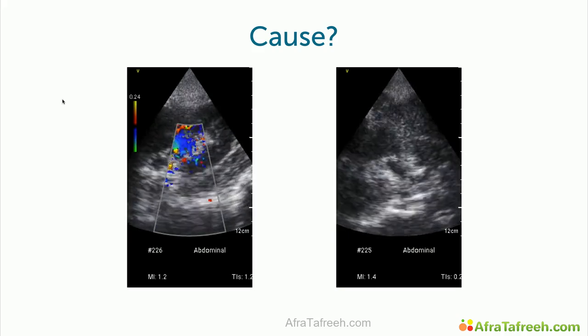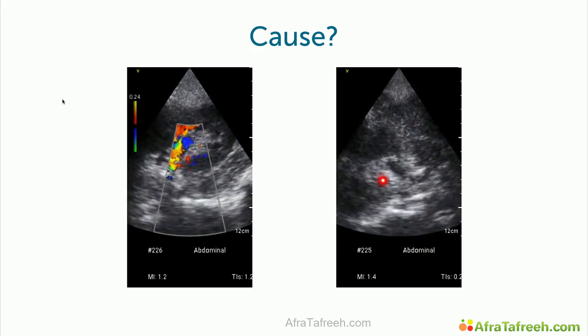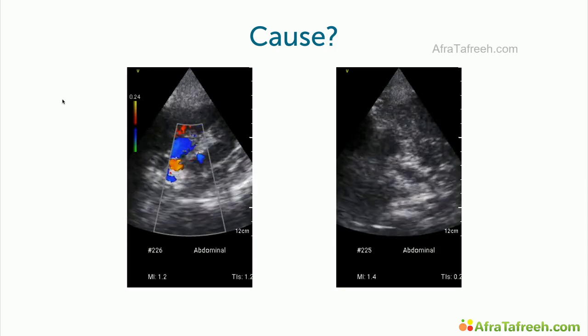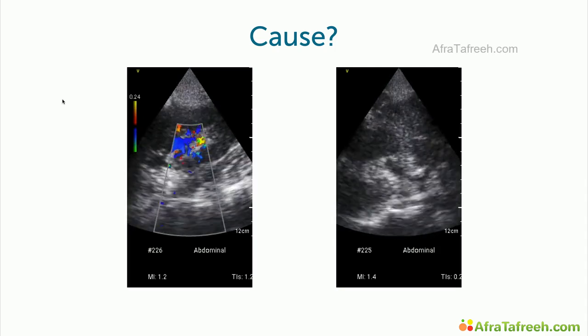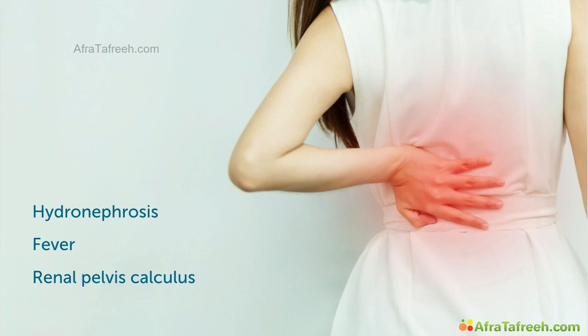I also performed a transverse view of the left kidney. Here again you can see a dilatation of the renal pelvis, but again, the cause is not visible. This girl was transferred to a urology department with hydronephrosis grade 2 and high fever with the diagnosis of a pyelonephritis. At the urology department, a renal pelvis calculus was diagnosed.